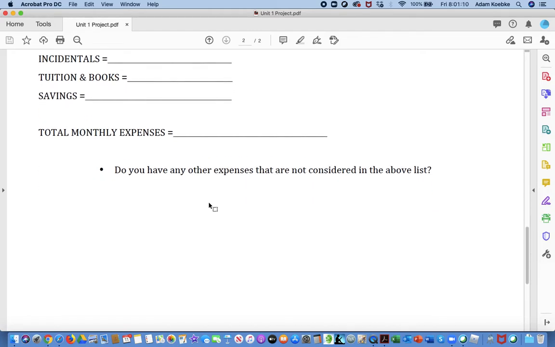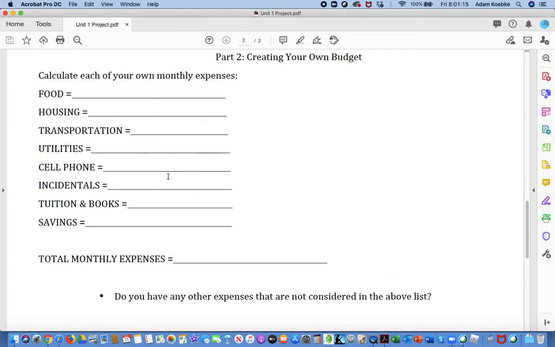The answer no is not a good answer for this question. There are certainly lots of other expenses that are not included in this list. Be creative and at least come up with one.